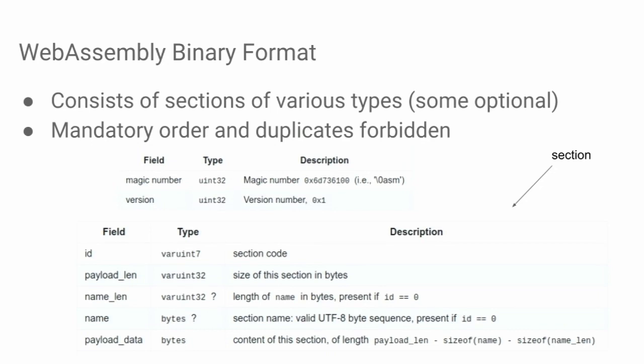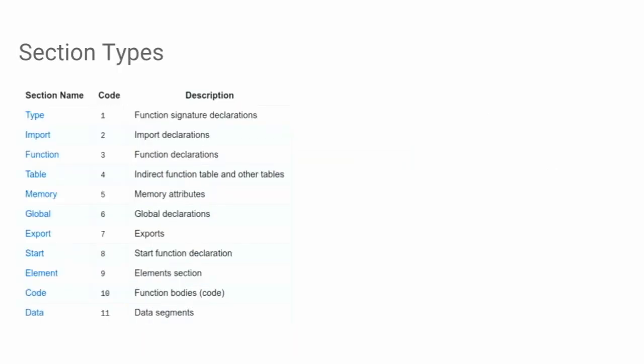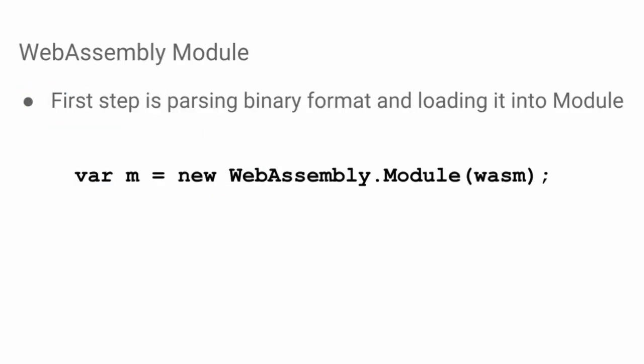And there's actually tons of rules for these sections. They have to be in a certain order. Some of them are mandatory. Some of them can't have duplicates, that sort of thing. And what do all these sections do? Well, they contain basically everything you need to execute this code. So there's type information, there's imports, there's memory, there's code, that sort of thing. And I'll go through what each of these do in much more detail later. And then how does this format actually get parsed? Well, your first step is you have this typed array or array buffer, which is the variable wasm here.